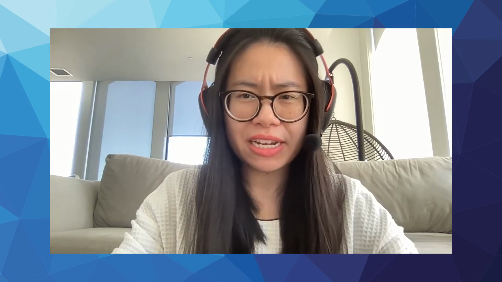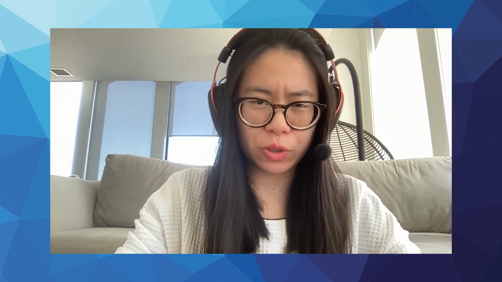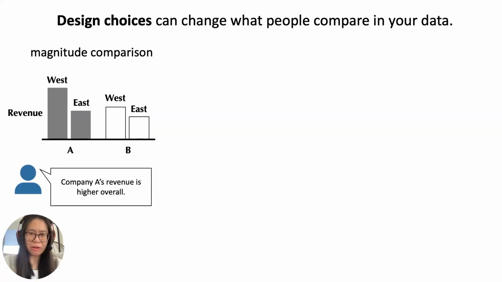So design choices can also be the type of chart you choose. Looking at this bar chart, it shows the revenue on the y-axis of two companies, A and B, and their two branches, east and west. When looking at this bar chart, the most intuitive thing people do is to compare magnitudes. You compare company A's revenue to that of B and see that A is higher overall.